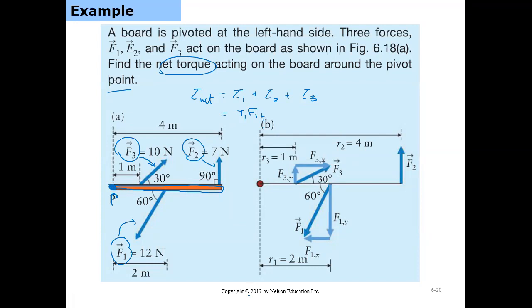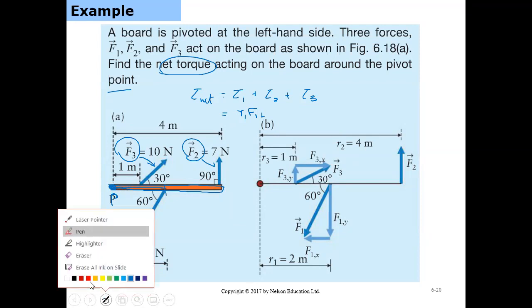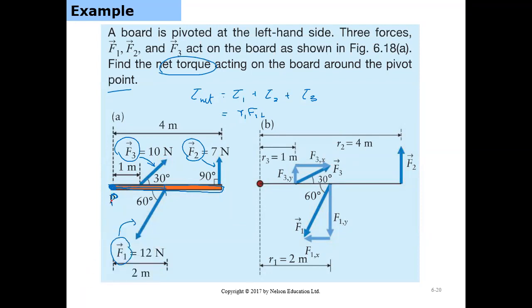So you can say RF sine theta. That is one way of doing that. But you can also say R1, that is the distance of the force to where. So this will be the R1. Let me choose a different color. Okay, red. So this is R1, and this is your force, F1.